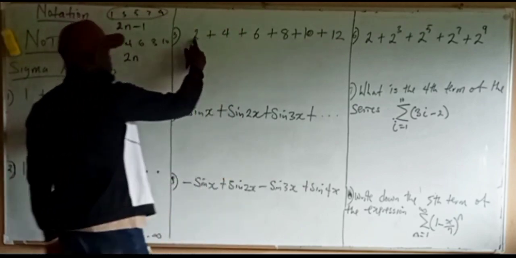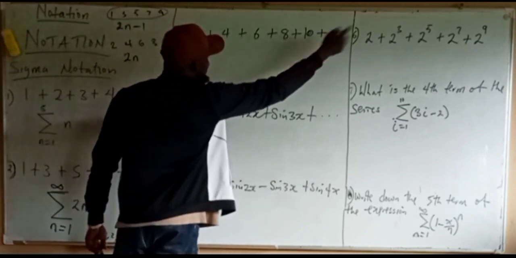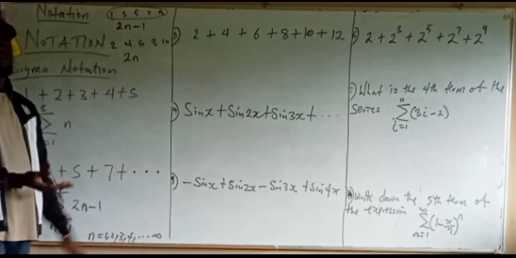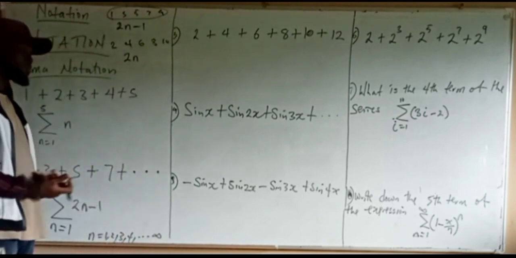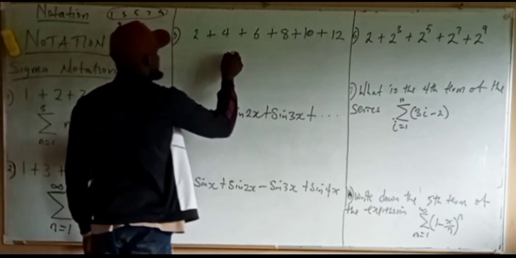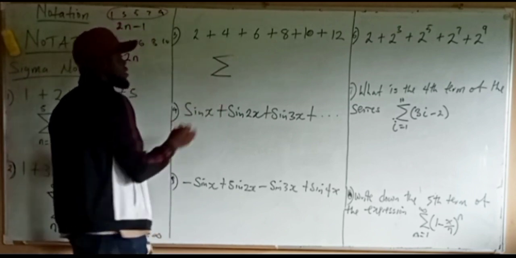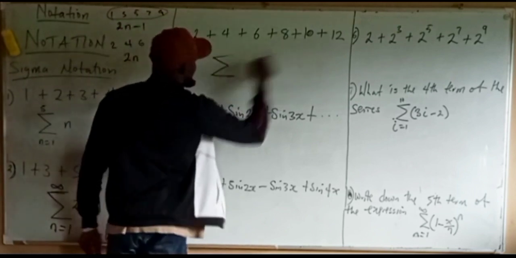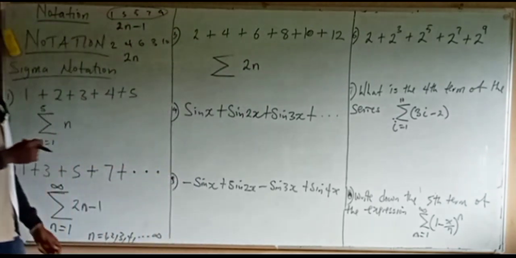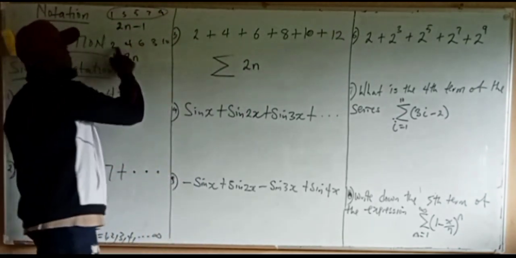Now, let's go for this. You check, you have 2, 4, 6, 8, 10, 12. These numbers are even numbers. Remember, even numbers are numbers 2 can divide. So we are adding. Since you are adding, what is this an expression of? Even numbers. So you use 2n to represent even numbers.